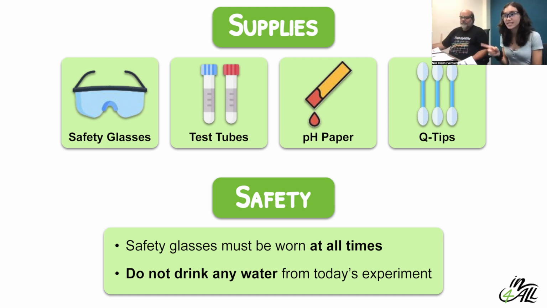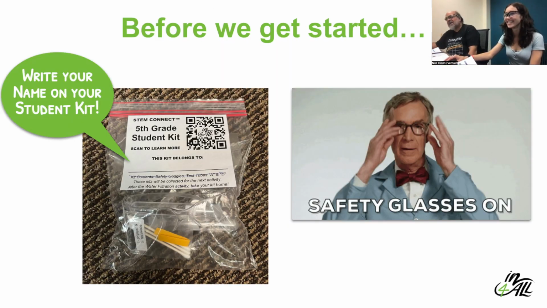Some safety reminders: your safety glasses must be worn at all times during this activity, and do not drink any of the water from today's experiment. Probably don't drink water from any experiment ever. Chemistry lab rule is you always wear your goggles, and you don't eat anything in the laboratory ever. And make sure you do take time to have students write their name on their kit, because they will need to return these.